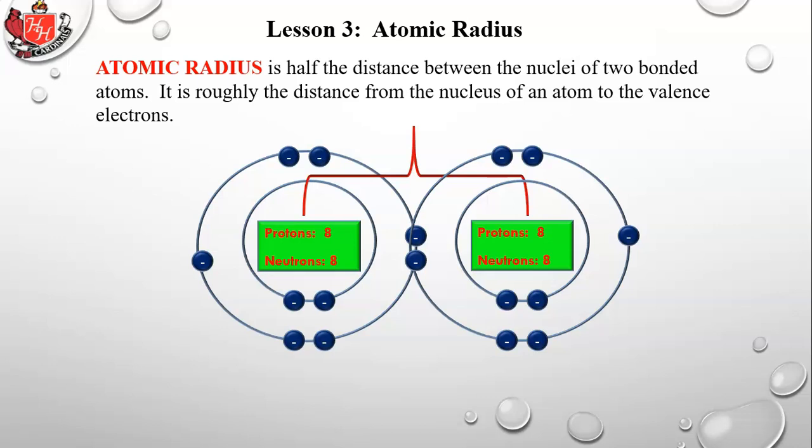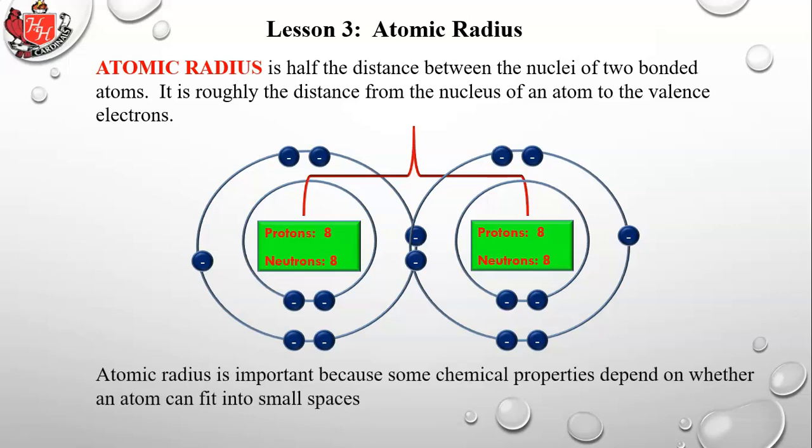Technically, it's the definition that I just read. It's half the distance between the nuclei of 2 bonded atoms, so it's roughly the distance from the nucleus of an atom to the valence electrons. Atomic radius is important because some chemical properties depend on whether an atom can fit into small spaces.